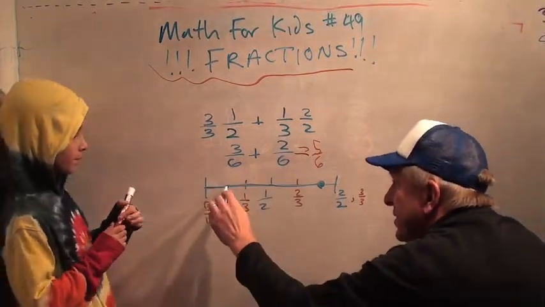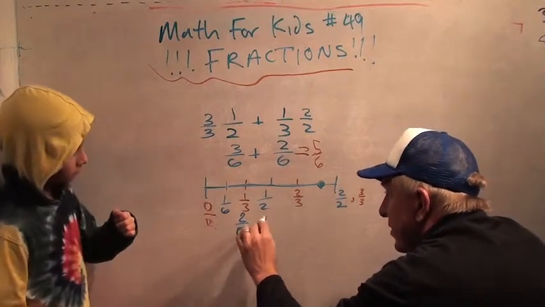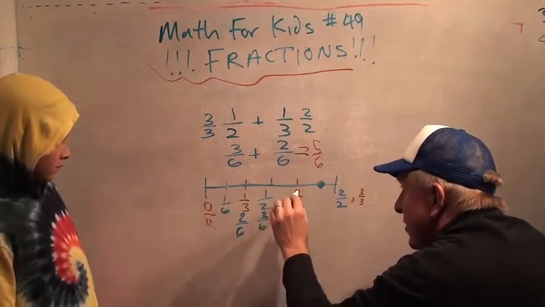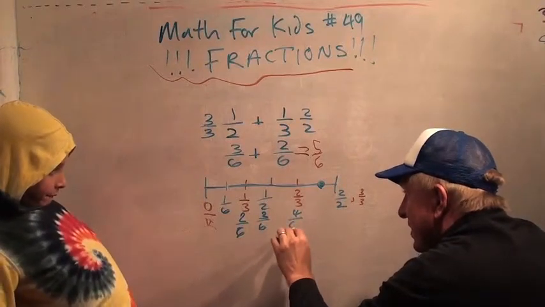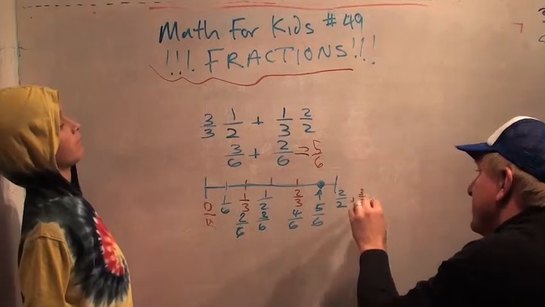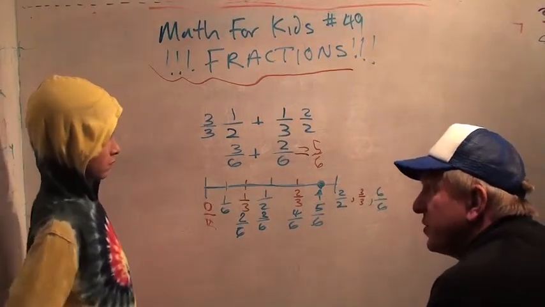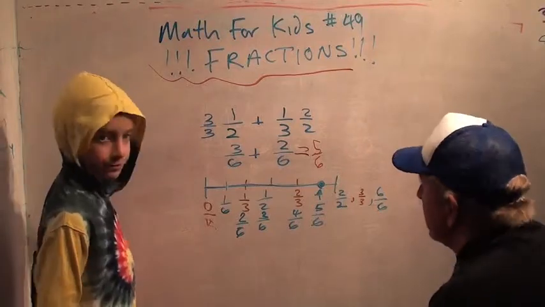So if we were going to make sixths here, we would say 1/6, 2/6, 3/6, 4/6, 5/6. Hey, this must be 5/6. And then 1 is, of course, 6/6. Well, that's pretty neat. Do you think this always works? Yeah. Okay, well, let's see.